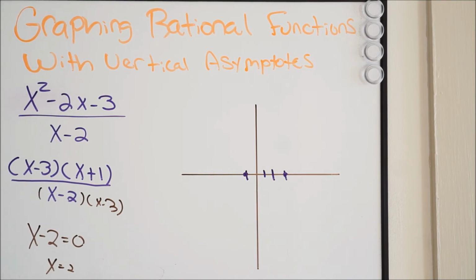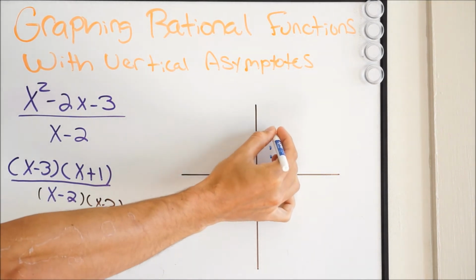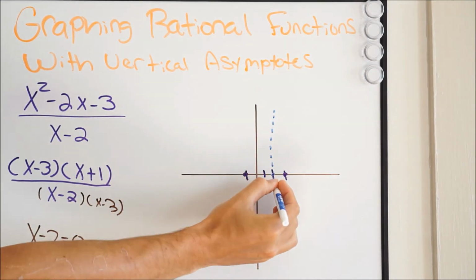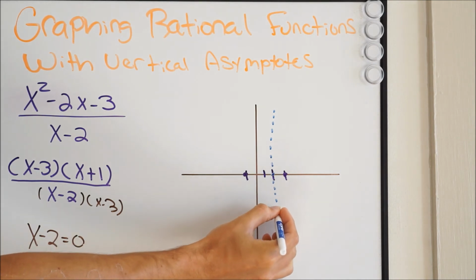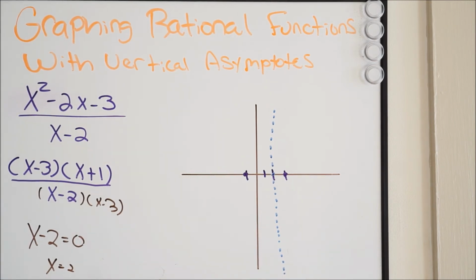So why don't we go ahead and draw that in? So at x equals 2, we have a vertical asymptote. So x equals 2, and we're going to make a vertical dashed line. Again, this vertical dashed line is an asymptote, okay? And the curve approaches it but does not touch it. Right. So we have that so far.